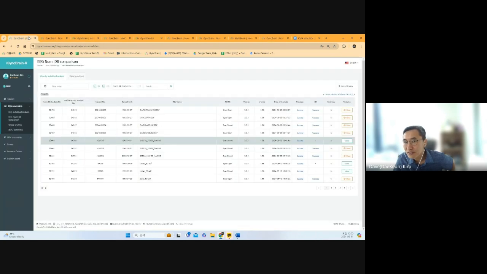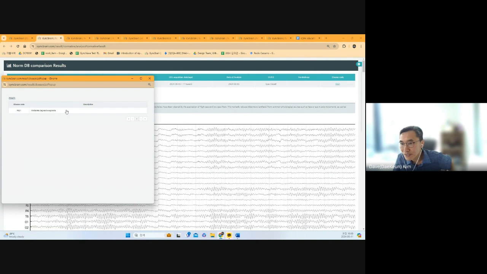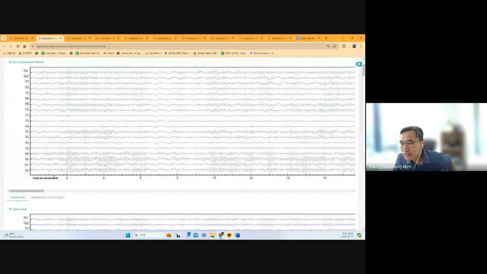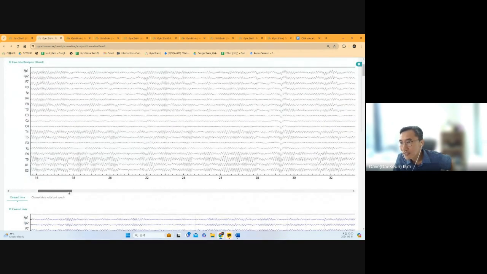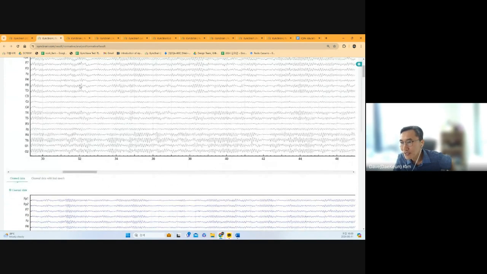We will start the depression cases here. This is a young girl who suffered from depression. You can see here the doctor labeled this girl as a moderate depression episode, and we can see the raw data here and a lot of frontal alpha activity.